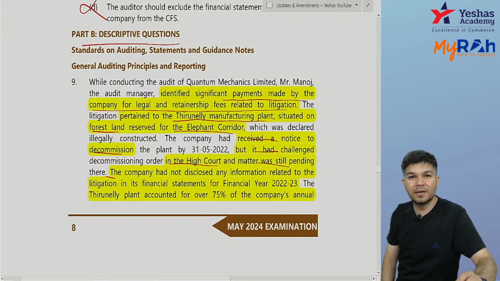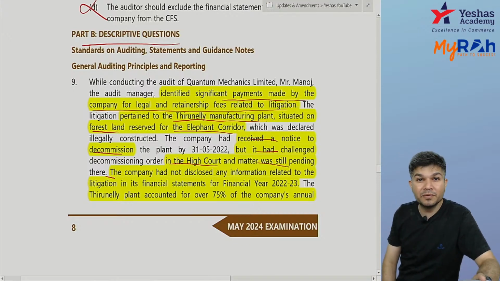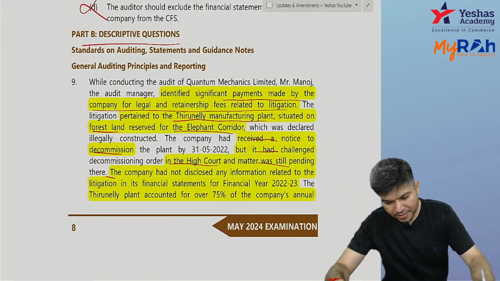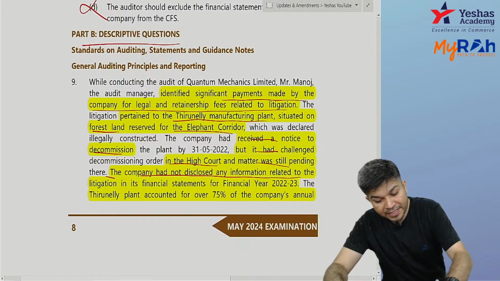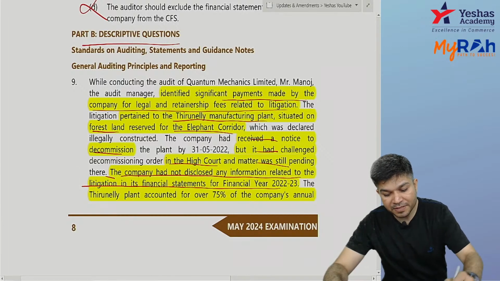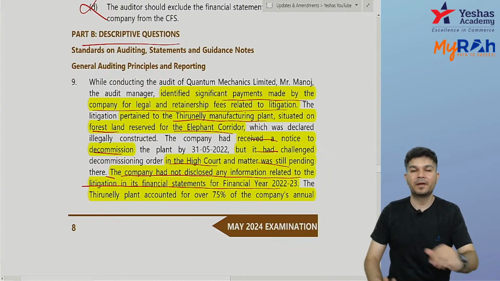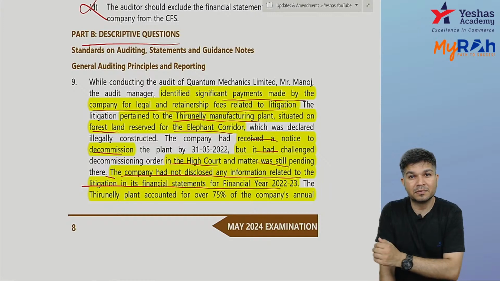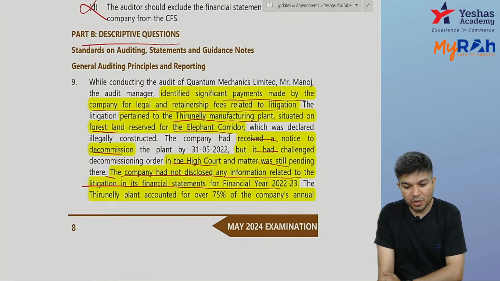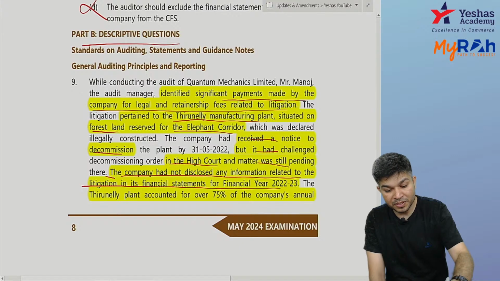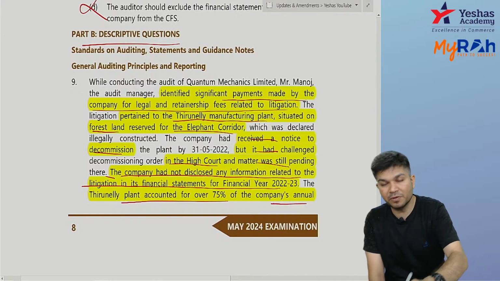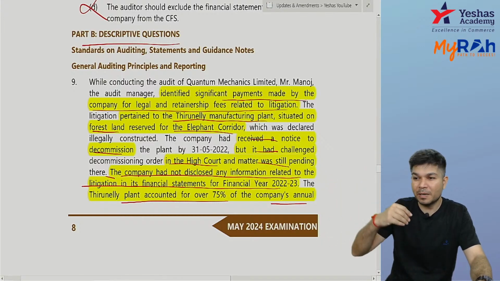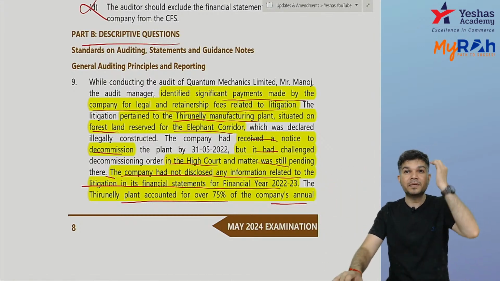Okay, in the forest area we have constructed a plant. We have received a notice for decommissioning. We have gone to High Court. Fine. And they have not disclosed any information in the financial statements relating to it. Now, this is a problem. I understand you have some litigations going on. And if there's a litigation going on, it's a big thing. Like Tirunelli plant accounts for 75% of your revenue. If that plant is shut down, 75% revenue goes away, your company might shut down only.